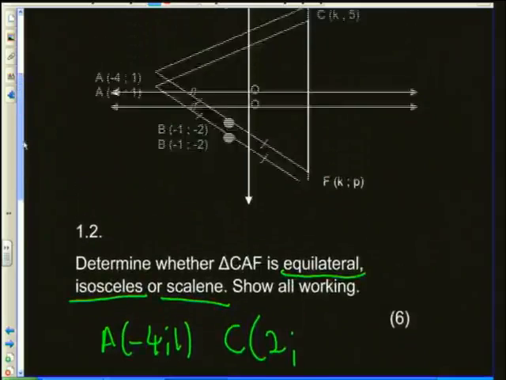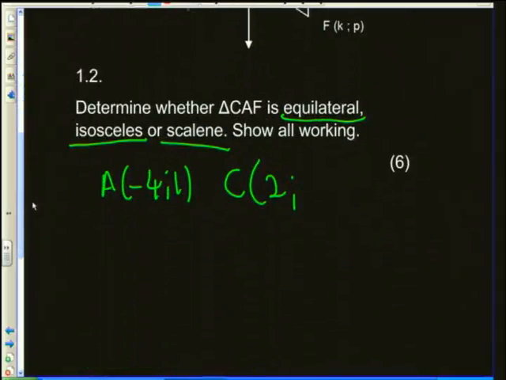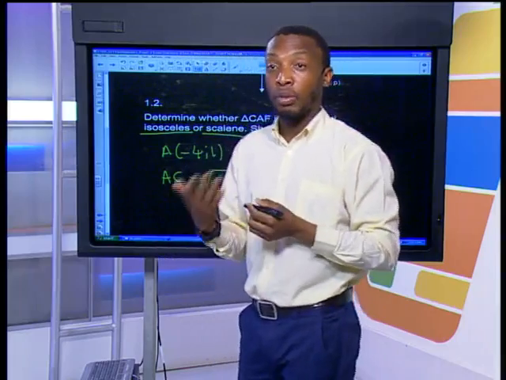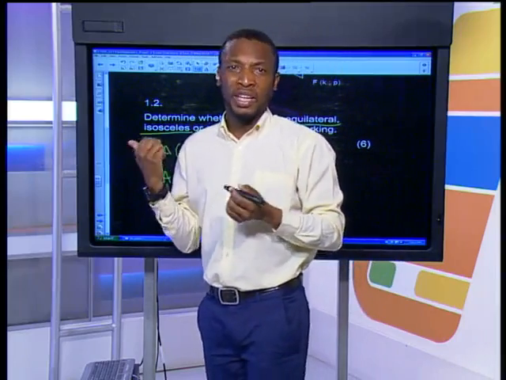Is it 5? Yes, 2, 5. Right. So meaning that the length of AC then will be equal to, in order to work out the distance or the length of a line, we use a distance formula. The formula will be on your question papers at the back, I hope, in most cases. If not, make sure you know it anyway.